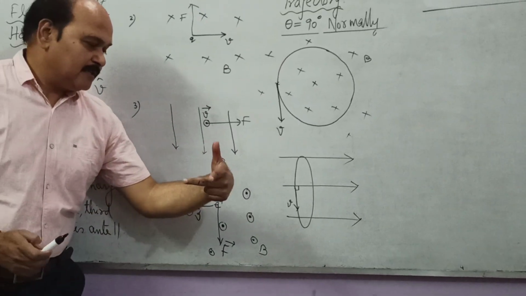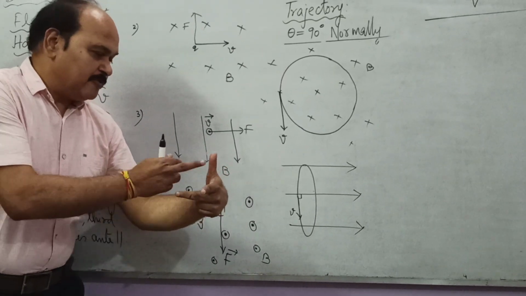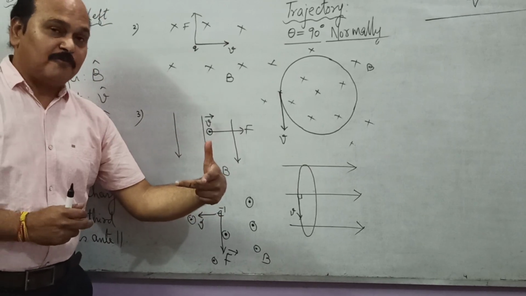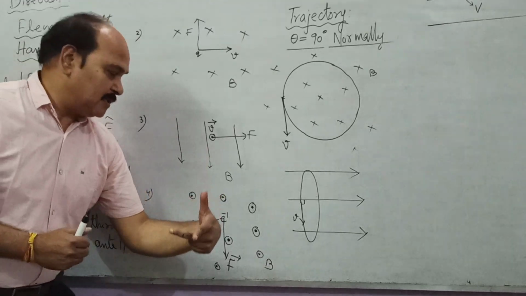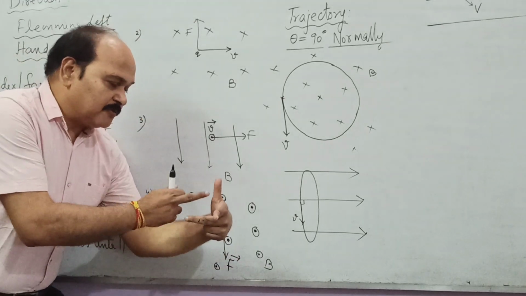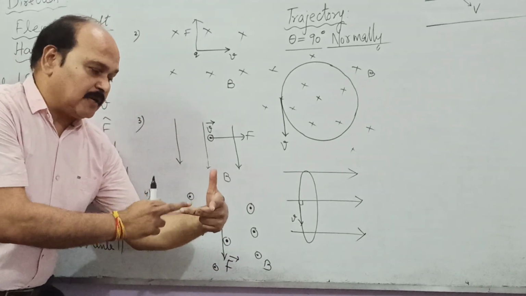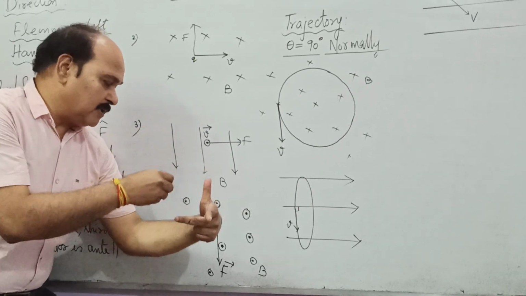So this is the magnetic field, this is the velocity. Why is the force not up? The force is not in the upward direction because this is not a positive charge. This is an electron, a negative charge. Therefore, the direction of the third vector is anti-parallel. It is not up, it is down, like this.